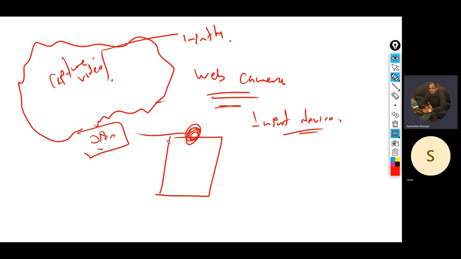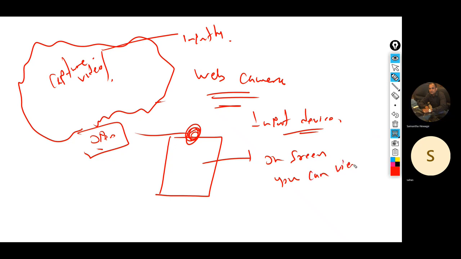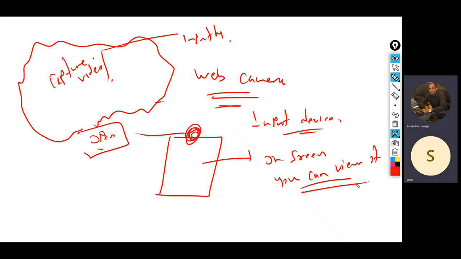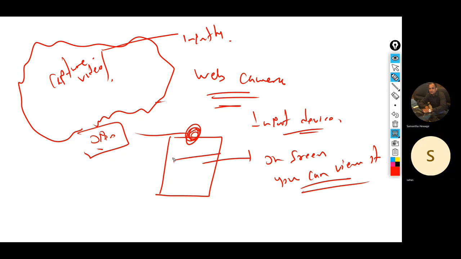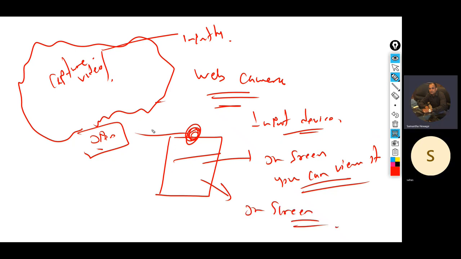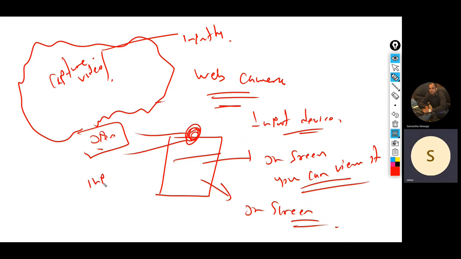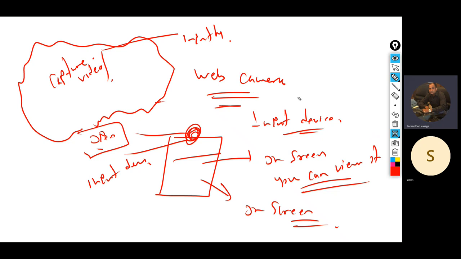But while you are using the web camera, on your screen you can view it. That is a different matter. You are viewing it on your screen, and that is the output device. But web camera is an input device. Remember that. Don't mix up. Web camera is an input device. It's not an output device.